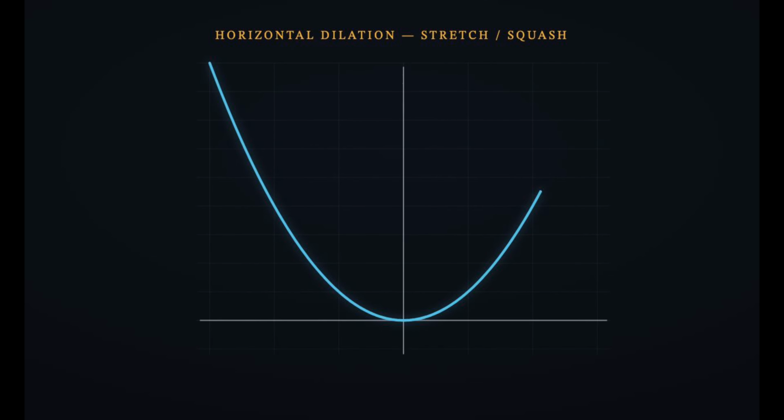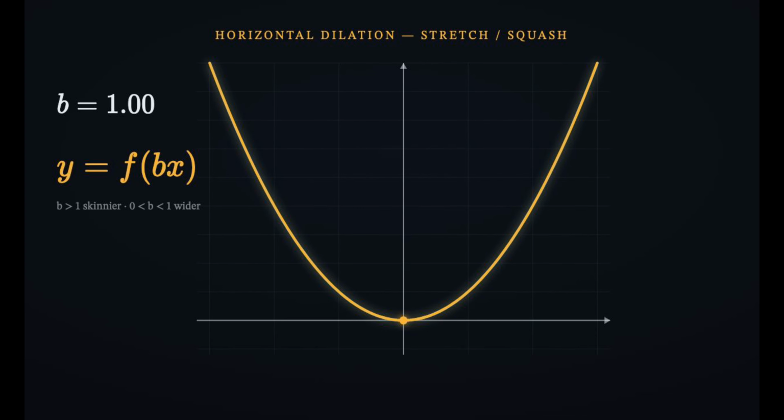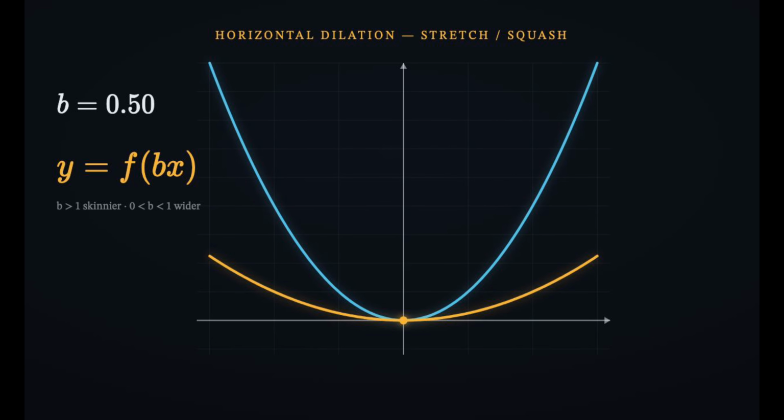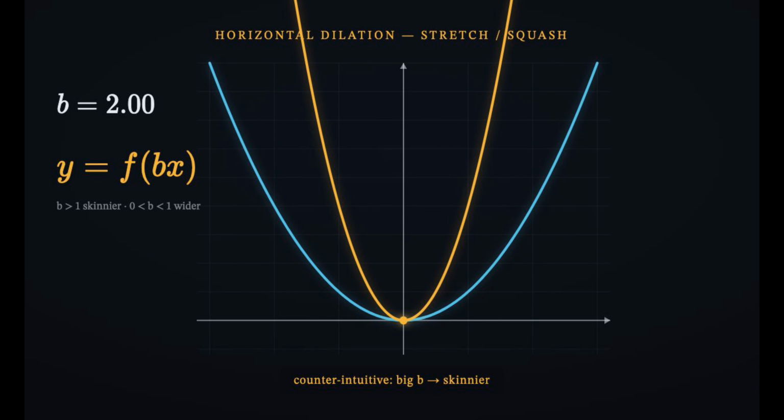The fifth one is a horizontal dilation, a horizontal stretch or squash. To dilate horizontally by a factor of 1 over b, you replace x with bx so that y equals f of bx. If b is bigger than 1, the graph is squashed inwards, a reduction, and if b is between 0 and 1, the graph is stretched outwards, an enlargement. It's a little counterintuitive. A big b makes the graph skinnier, not wider. For y equals x squared, y equals (bx) squared pulls the point (1, 1) in to (1 over b, 1), while the vertex at the origin stays put.